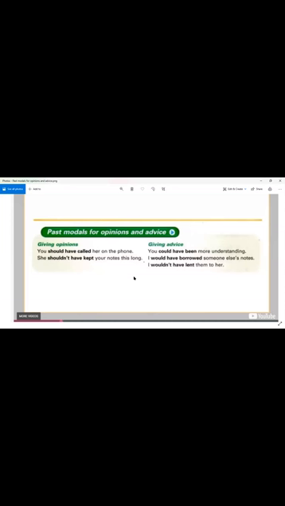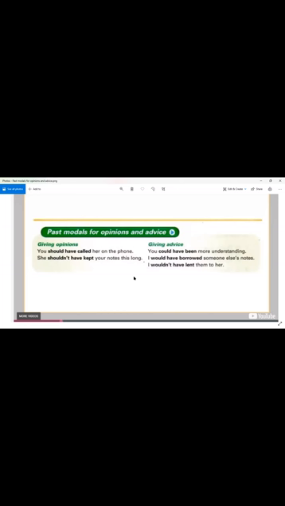Look at the other one. She shouldn't have kept your notes this long. How would you say that one in Spanish? No debiste haber guardado. Ella. Ella, perdón. Okay, go ahead, Noé. Ella no debió haber guardado sus notas tanto tiempo. Okay, good. So you're giving opinions, so you use should.